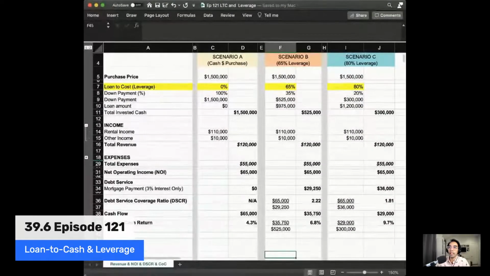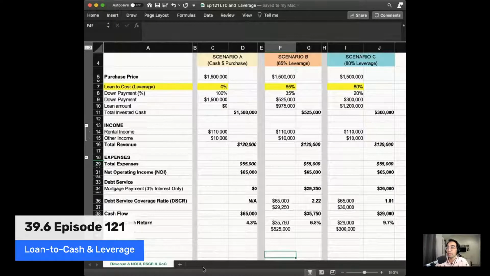Okay, so in the first scenario, scenario A, we're going to purchase the property in cash. This is the same property that we had discussed yesterday, a $1.5 million property. Let's just say you have $1.5 million of pure straight cash and you buy it. No loan at all. So your loan to cost ratio would be 0 because your loan is 0 and the cost is $1.5 million. So 0 over $1.5 million is 0%. We also consider that term the amount of leverage you have. So this is completely unlevered.